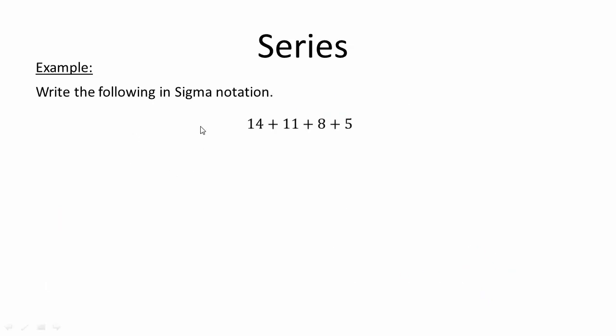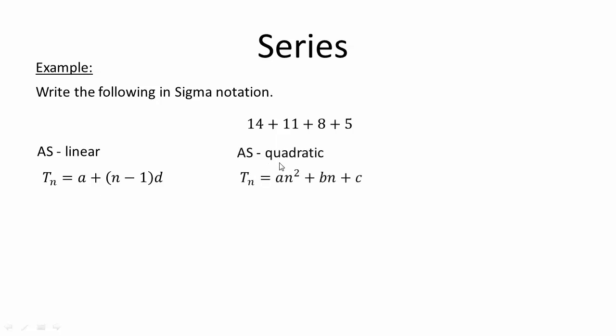So let's write the following in sigma notation. No better way to do it than by example. So we have 14, 11, 8, 5. The first thing we need to do is figure out what kind of sequence this is. It could be an arithmetic sequence, linear type, and we know this is the formula. It could be an arithmetic sequence, quadratic, and we know this is the formula. Or it could be a geometric sequence, and we know this is the formula.